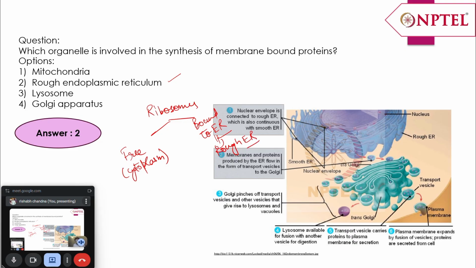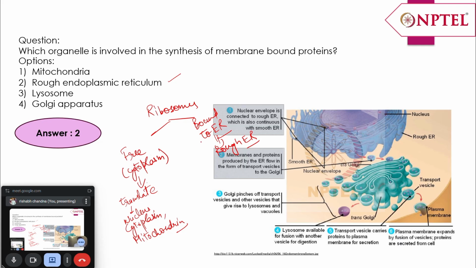So the ribosomes that are free, what will they do? Okay, so they will translate those proteins that are present in the nucleus, cytoplasm, mitochondria.